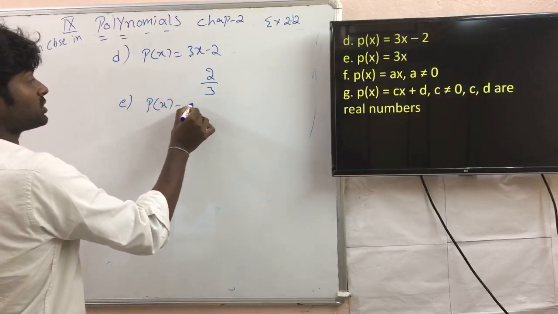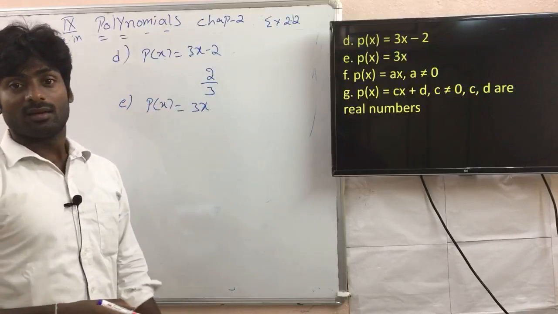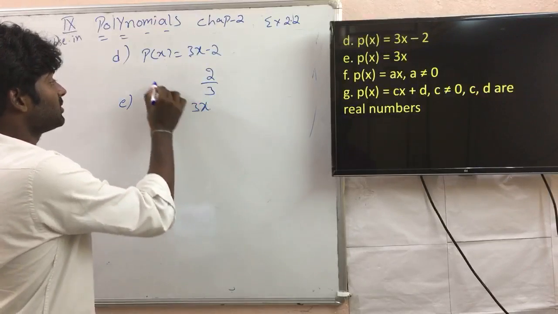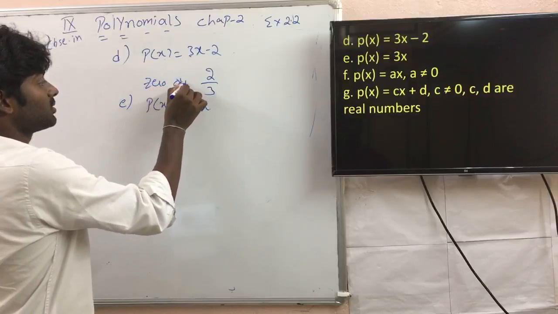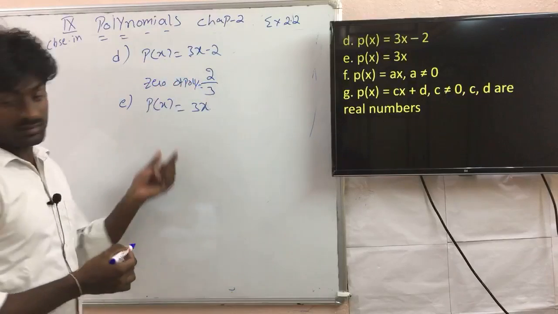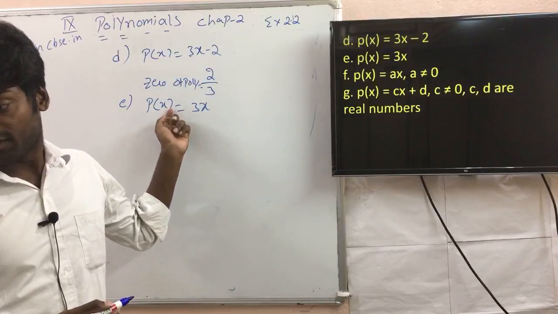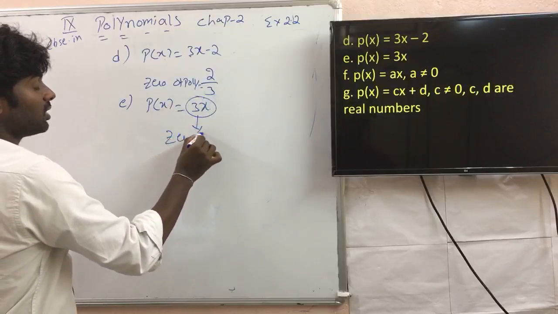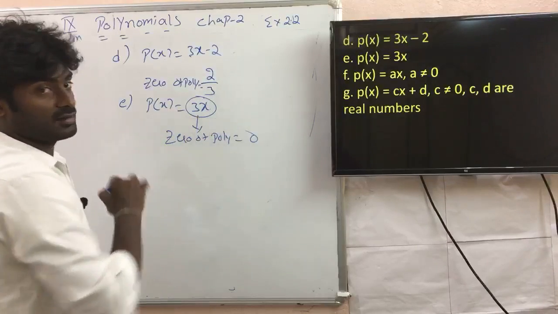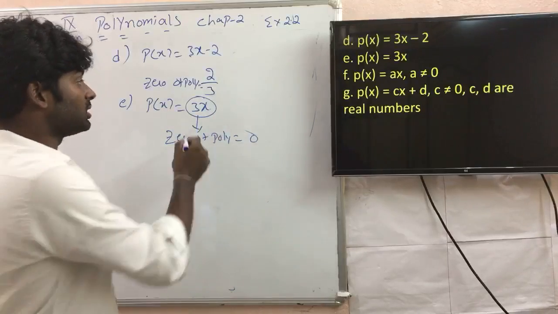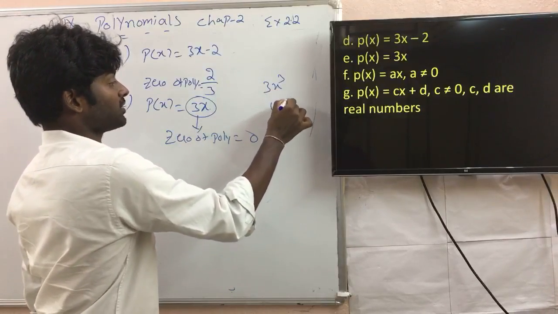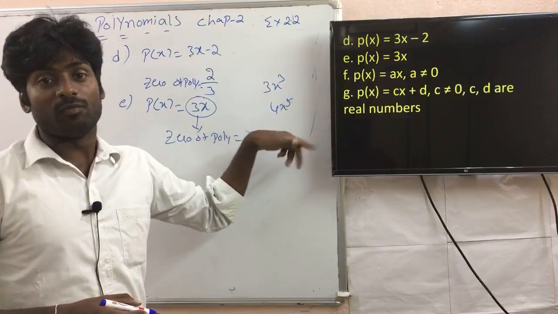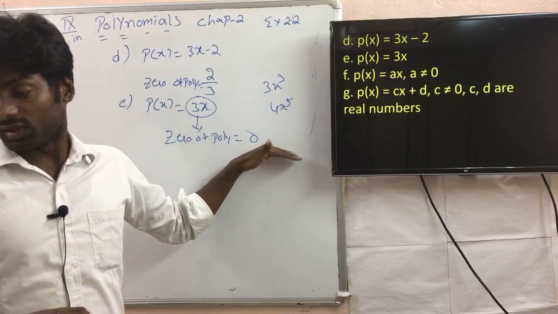p of x equals 3x. What is the zero for this? Yes, 0 itself. Whenever a monomial with a variable is given, obviously the zero of the polynomial is nothing but 0 itself. Remember, not only 3x, but 3x cube, 5x, 4x power 5. If a monomial with a variable is given, obviously the zero will be 0. Blindly we can go with that.